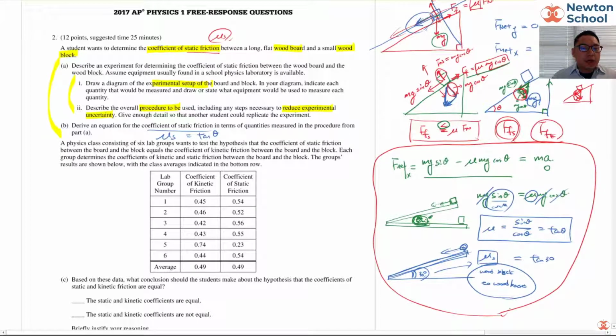Now draw the diagram of the experimental setup, which I already explained. So something like this, right? So you have the board, you have the block, you raise this angle, and you measure the minimum angle when it starts to slide down, and you repeat this several times and take the average of this angle, and take that as mu s between the two surfaces. Okay.